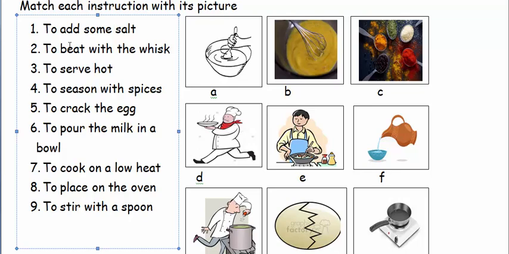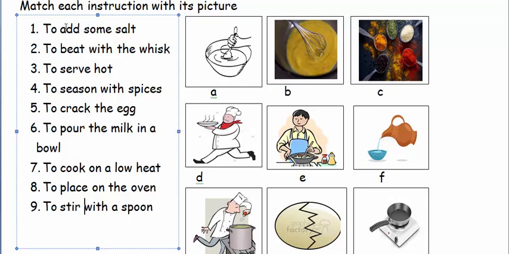To add some salt, to beat with the whisk, to serve hot, to season with spices, to crack the egg, to pour the milk in the bowl, to cook on a low heat, to place on the oven, to stir with a spoon. So if you notice, all these instructions are in the infinitive form. That's why we cannot call them exactly instructions, but I use this word just to explain what we are going to do later on in this lesson.